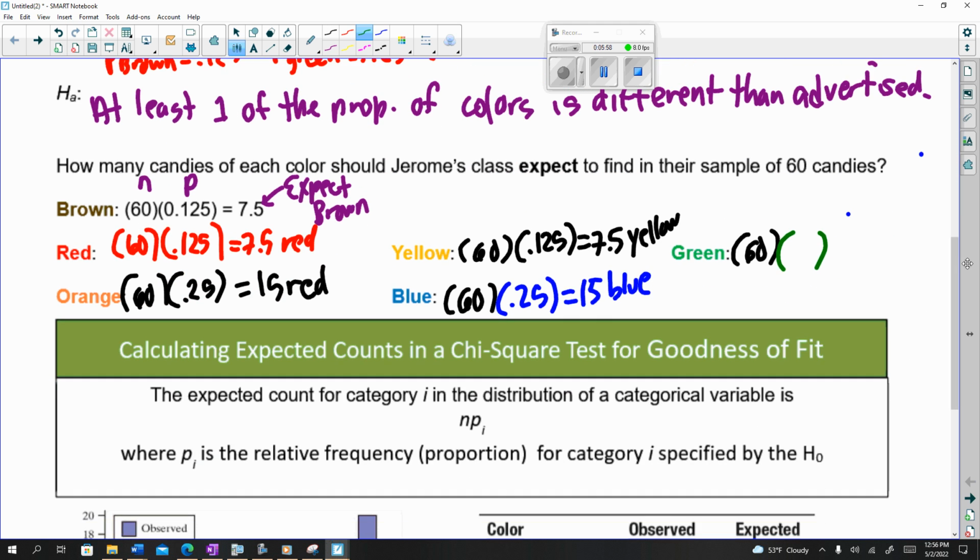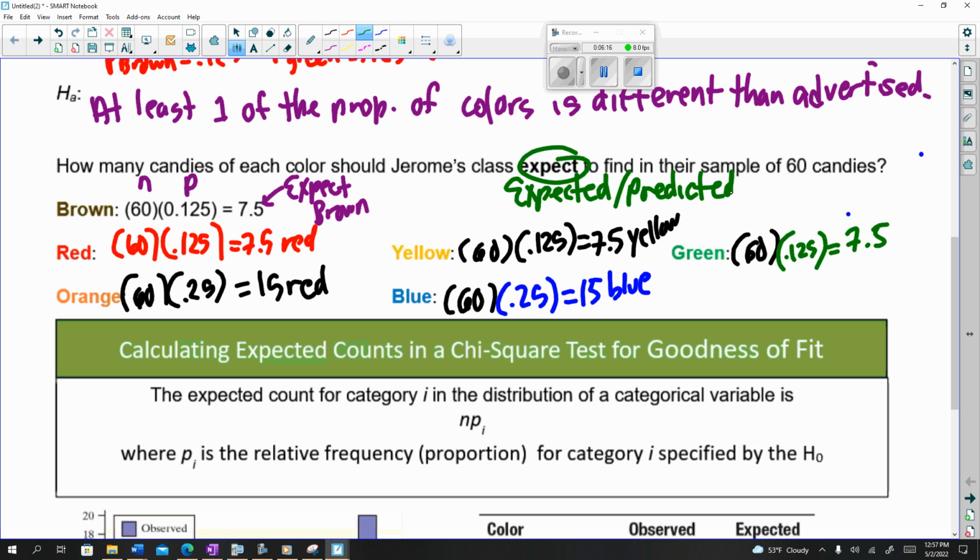0.125 again. So that's going to be 7.5. So these are my expected counts or my predicted counts. Just remember, expected and predicted are kind of like the same thing, and that's not necessarily what actually happened.